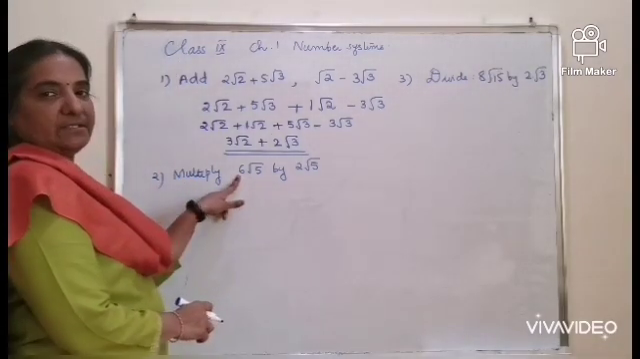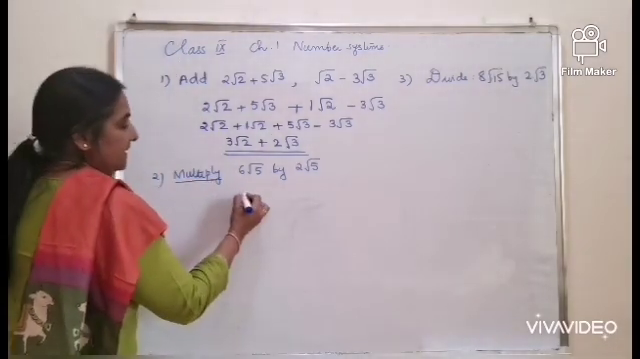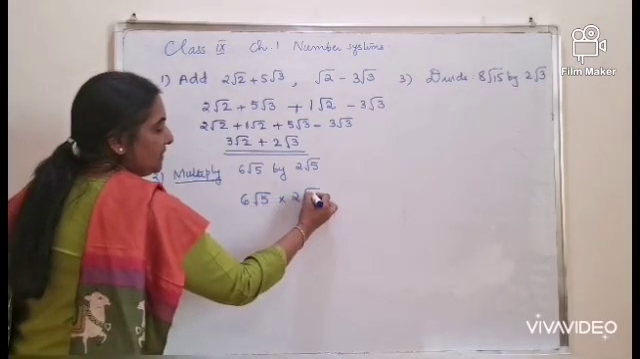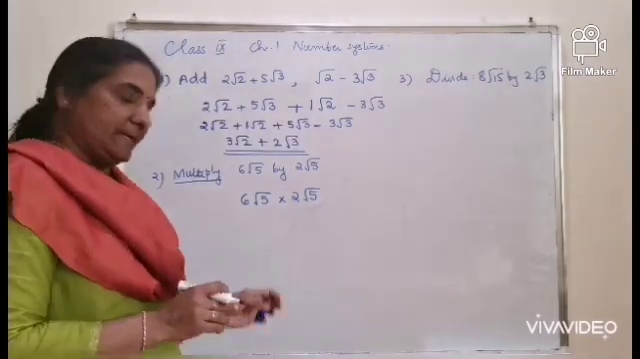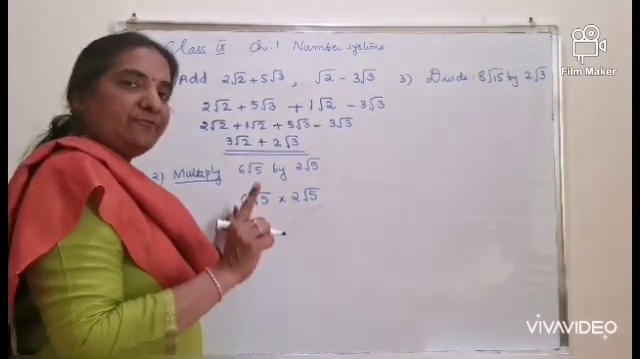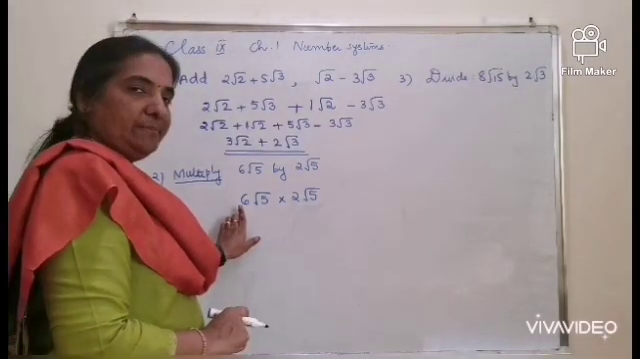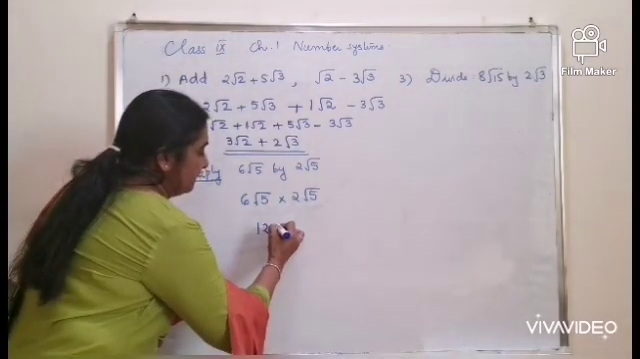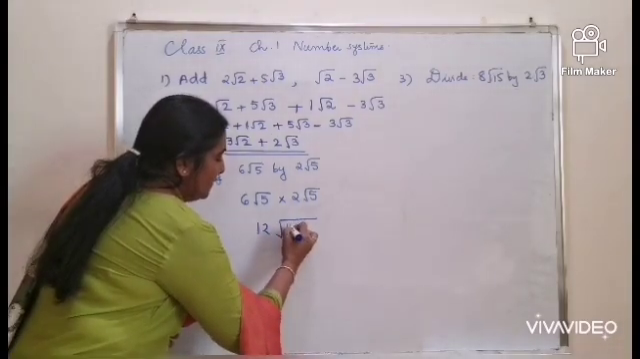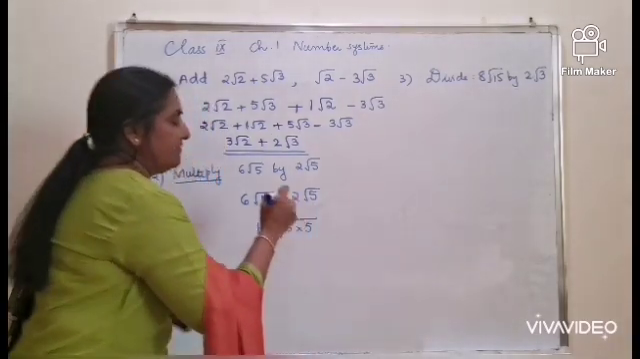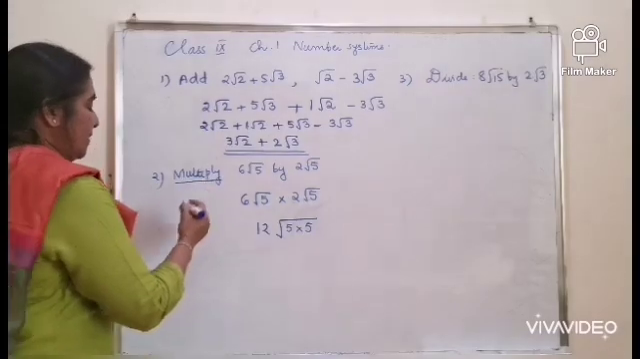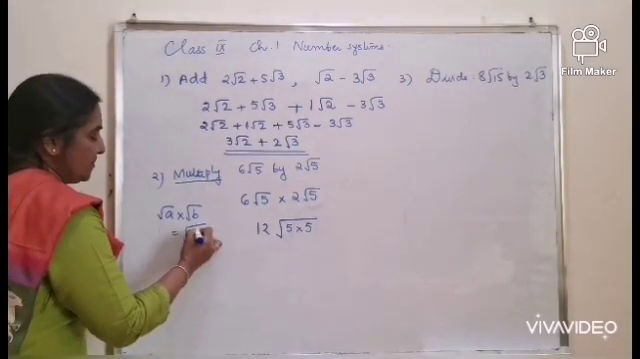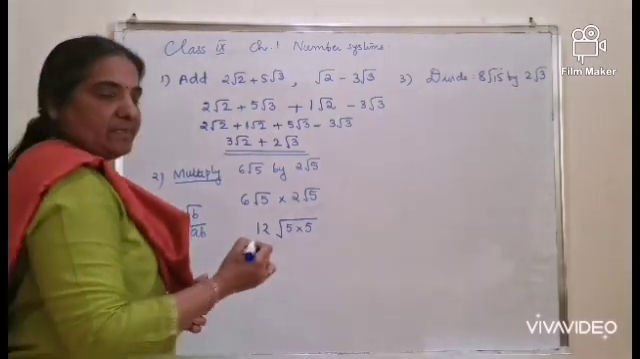Moving on to the second question, multiply. That means 6 square root 5 into 2 square root 5. The multiplication involves first the multiplication of the whole numbers 6 into 2, 12. Then square root of 5 into 5, because square root of A into square root of B is the same as square root of AB.